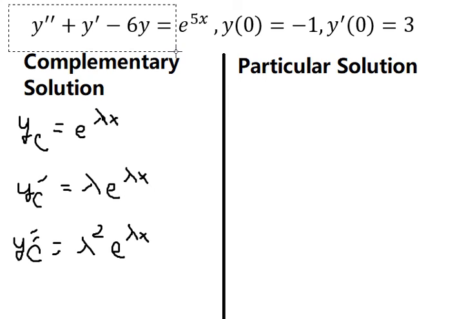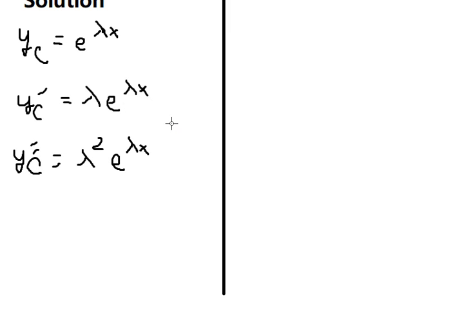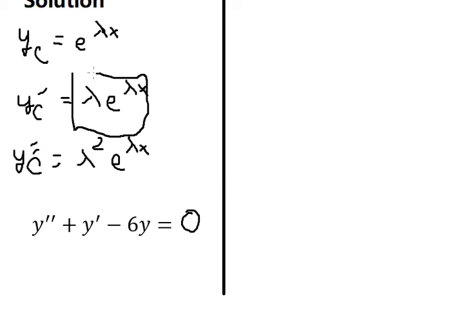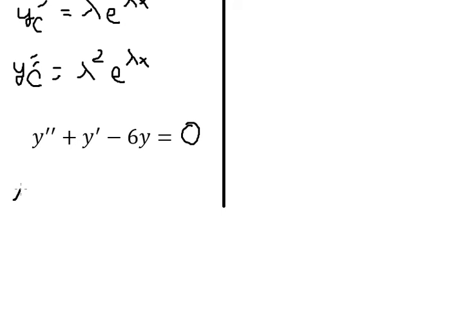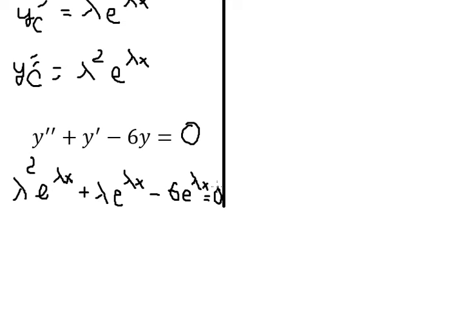Now, because this is the complementary solution, this one should equal number 0. And now I will put this one in here, this one in here, and this one in here. So we have lambda squared e to the power of lambda s plus lambda e to the power of lambda s minus 6 e to the power of lambda s equals number 0.